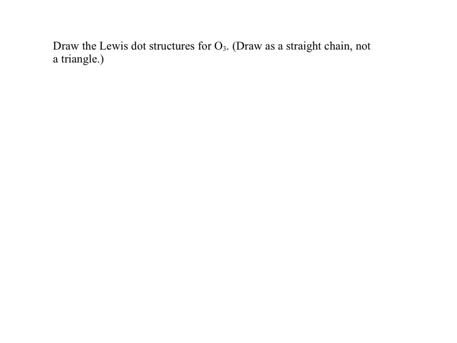I'd like you to pause the video here and try to draw the Lewis dot structure for ozone, O3. This is what's in the ozone layer. We're going to draw this out as a straight chain, not a triangle. So we're never going to do any cyclic structures like this. Okay, we still want to have this idea of a central atom. And so take a moment, pause here, and try to complete that Lewis dot structure.